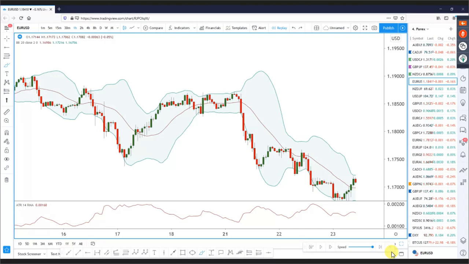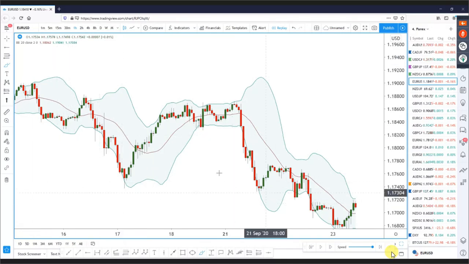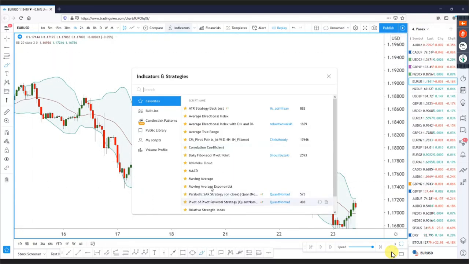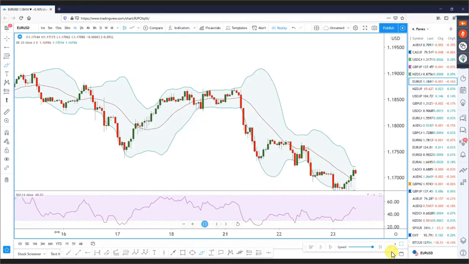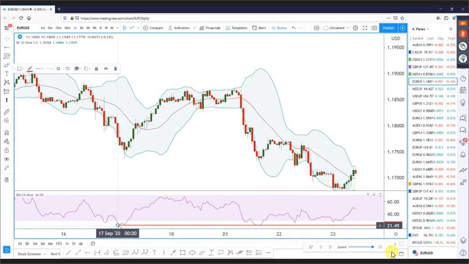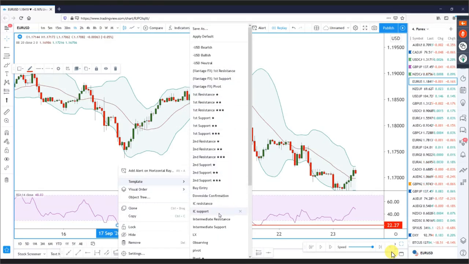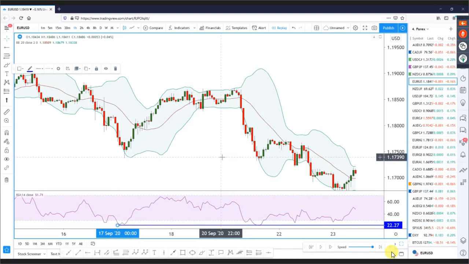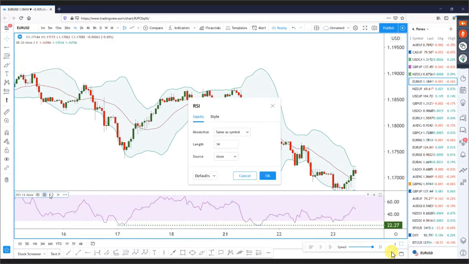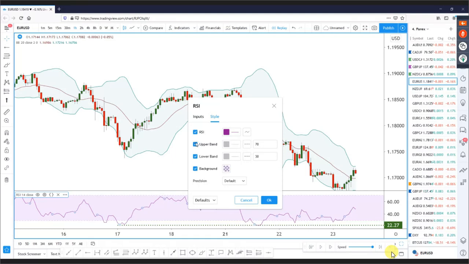So, okay, how about RSI or CCI? Yep, so like what I mentioned regarding the ATR, we can also use our RSI for the support, dotted support. Where is it? Support. No, not this one. Intermediate support. So like this. So we can just ignore the bands. I'm just going to remove the bands and leave the RSI there.